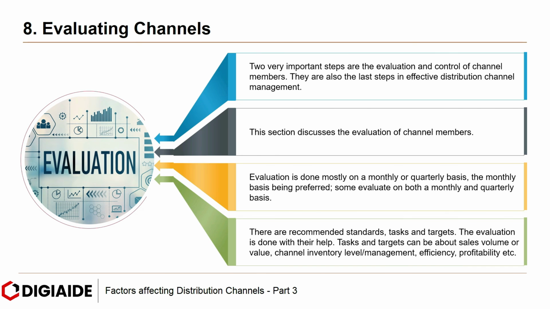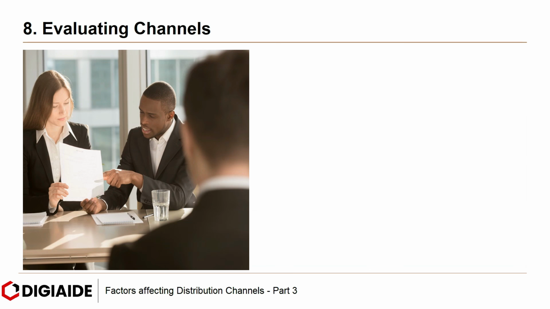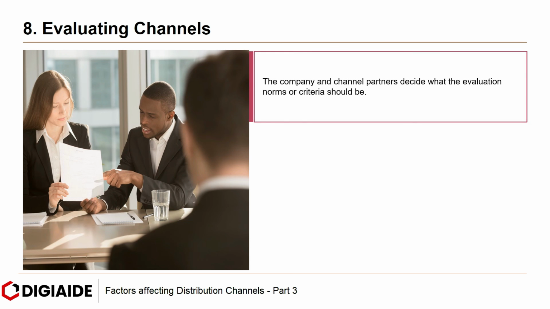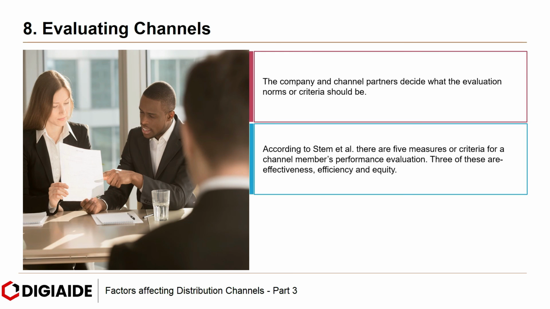There are recommended standard tasks and targets. The evaluation is done with their help. Tasks and targets can be about sales volume or value, channel inventory level management, efficiency, profitability, etc. Moving on, the company and channel partner decide what the evaluation norms or criteria should be. According to STEM, there are 5 measures or criteria for a channel member's performance evaluation. 3 of these are effectiveness, efficiency, and equity.